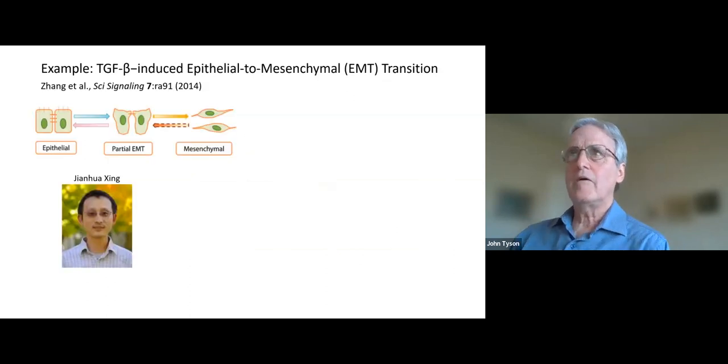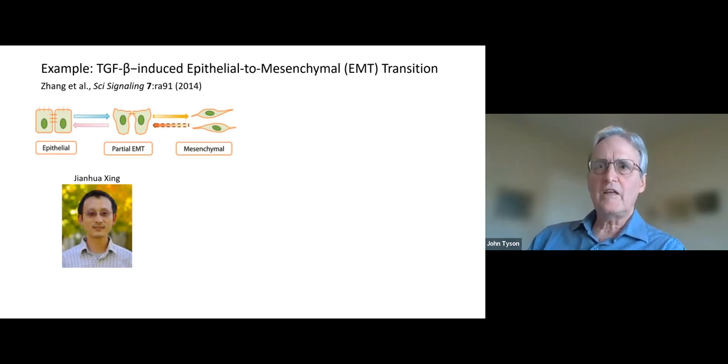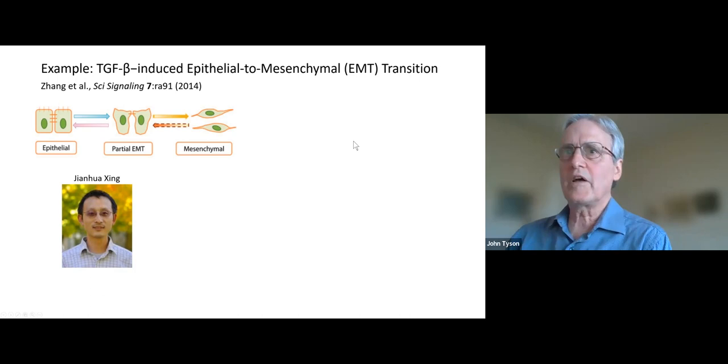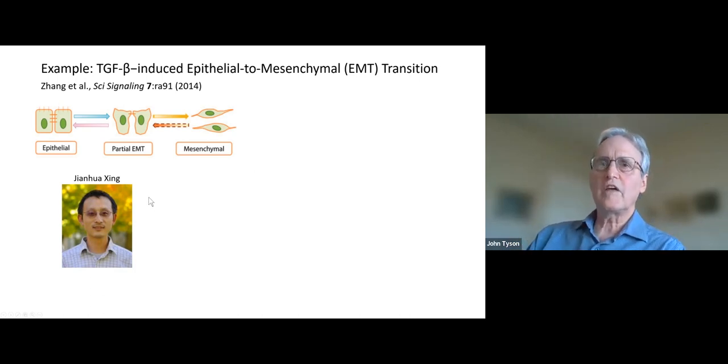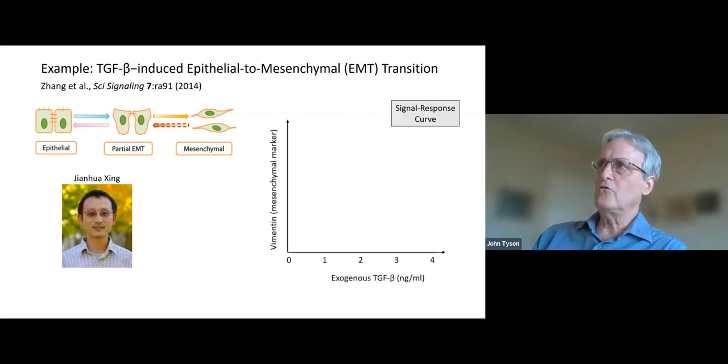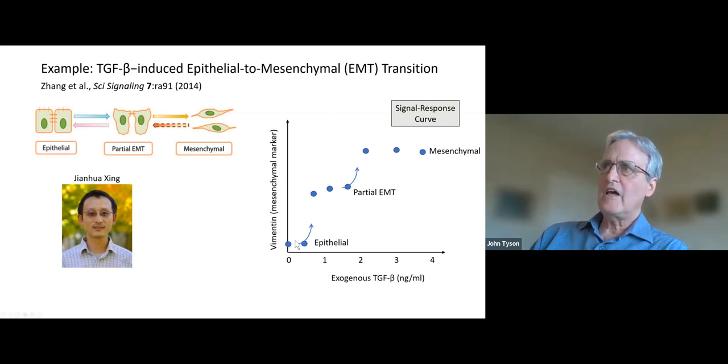Okay. Now, I want to give an example of these ideas. And it's a very nice example, I think, that was pursued by Jing Ma and his colleagues, first at Virginia Tech and then at the University of Pittsburgh. It's the TGF-beta-induced epithelial to mesenchymal transition. And this transition from epithelial cells to mesenchymal cells occurs through an intermediate state called partial EMT. And it's induced by the hormone TGF-beta. So if you start with zero TGF-beta, cells in the epithelial state, as you increase the external signal, first the cells make the intermediate transition to partial EMT, and then at very high concentrations of TGF-beta, they complete the transition to the mesenchymal state.